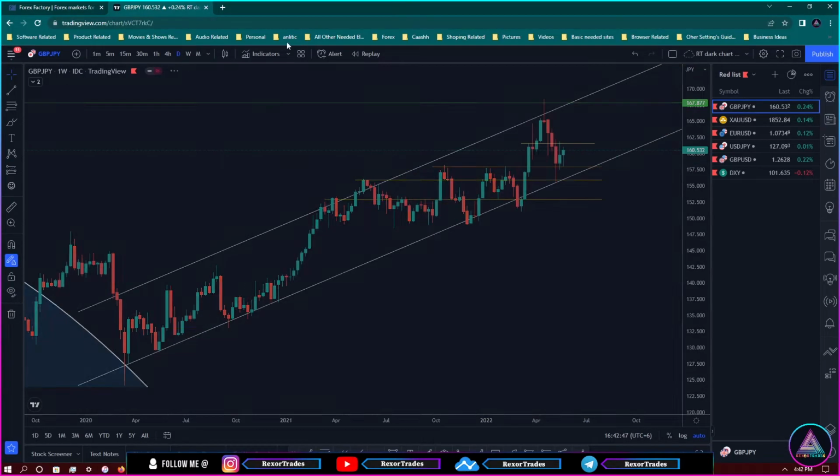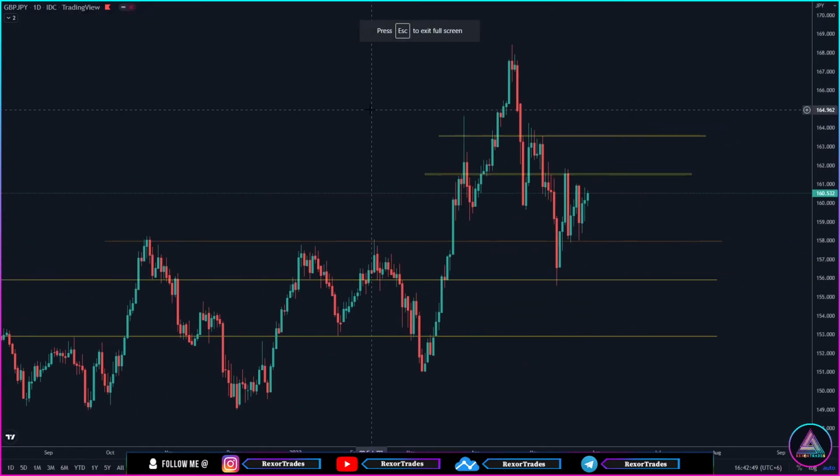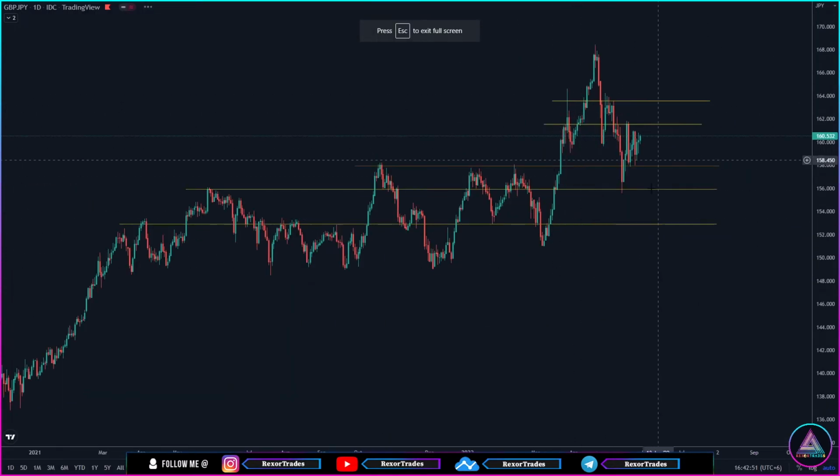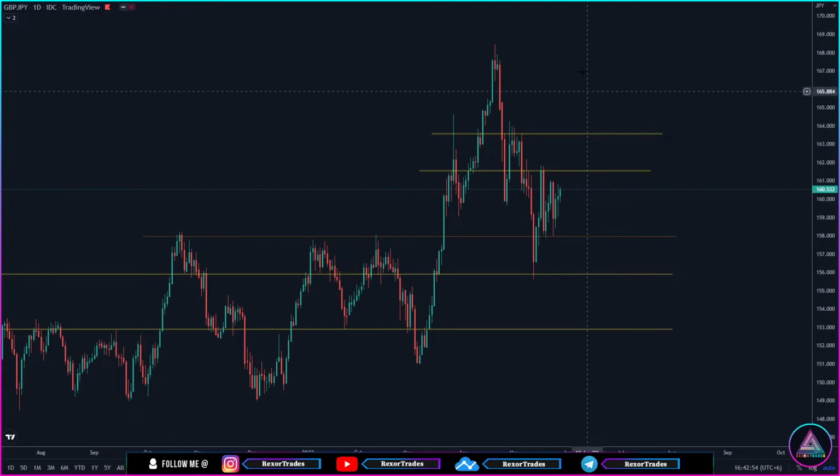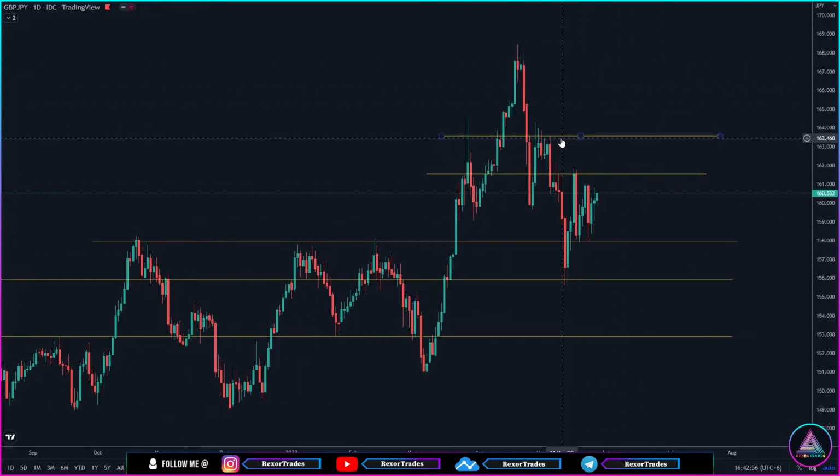Now if you go to this daily time frame, then you can see pretty much the same key zones and also the same key levels over here. And also you can see another key zone over here which GBPJPY might come up to and react from as well if it makes a break and close above this key zone.